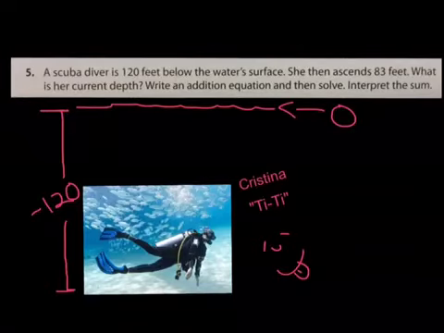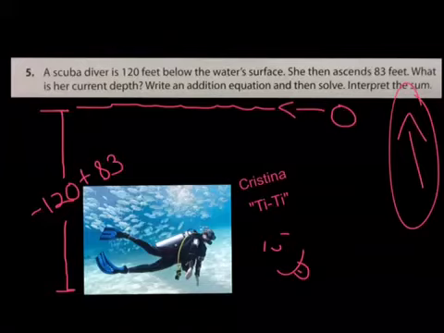Let's continue to read. She then ascends. Ascends means to go up. Okay, to go up. She then ascends 83 feet. So then what happens here? What would be our equation if she's ascending by 83 feet? If you're thinking, then she adds 83, a positive 83, because to ascend means to go up, it's a positive. You are correct.